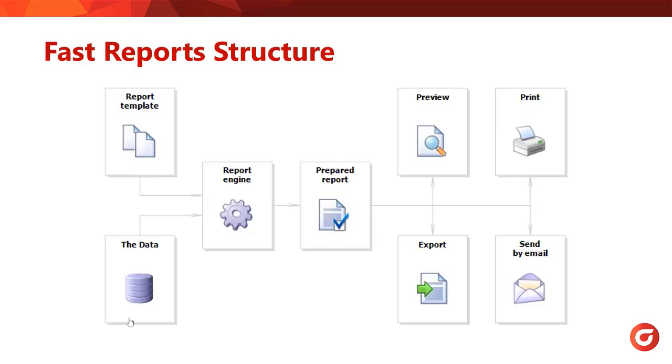So this is the structure for Fast Reports. As you can see, two things feed into the engine. You have the report template, which we're going to configure with the Fast Reports editor, and then the data, which is populated by SigmaNEST. We can also connect to other outside databases. In this instance, we're going to connect to our own SQL database, but you can use this to connect to other information. Then the report engine takes the template, uses that to figure out what data it needs to populate, and creates a prepared report, which can be previewed, printed, exported, or emailed.